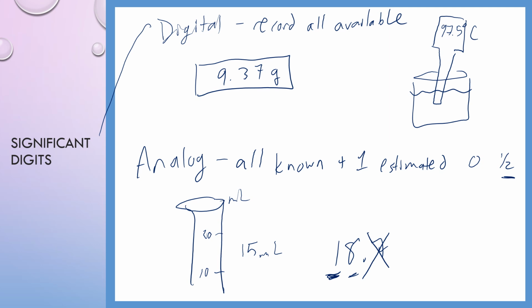Now, if I were to have individual markings in between, now I have the ability to record more significant figures. So let's say our liquid level is here. So I know it's between 15 and 16. I can estimate that it's 15.5. I know that it's 15 point something. I'm estimating that it's halfway to the 16 mark. So that would be 3 significant figures. So all of the marks that you know, and then one additional estimated place in between the lines.